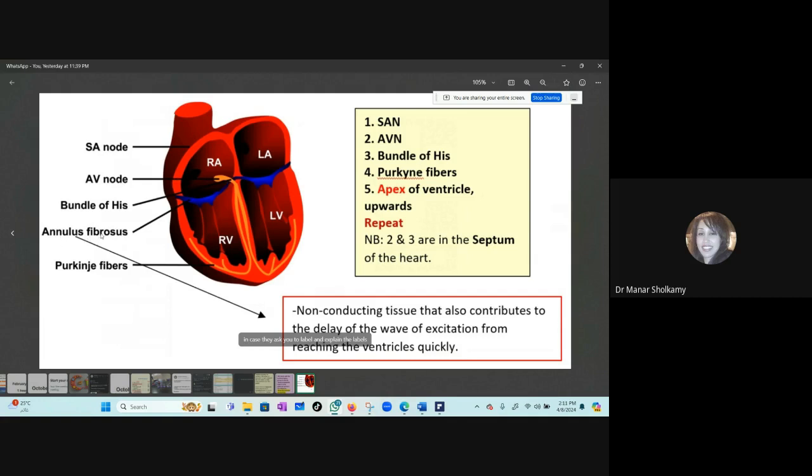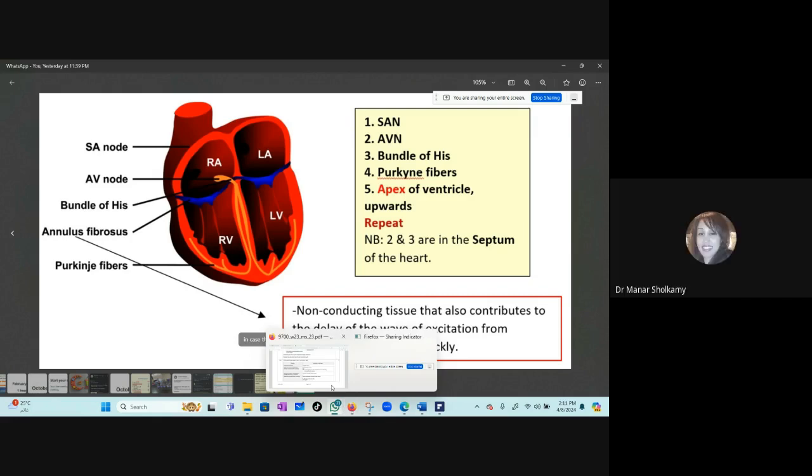You are not requested to know its name, but in the mark scheme I saw it says delay of the impulses by the atrioventricular node and non-conducting tissue. In case you are curious, you should write both. For the answer in the mark scheme, don't write annulus fibrosus, just atrioventricular node. Maybe just mention that it is non-conducting tissue or with non-conducting tissue around it.